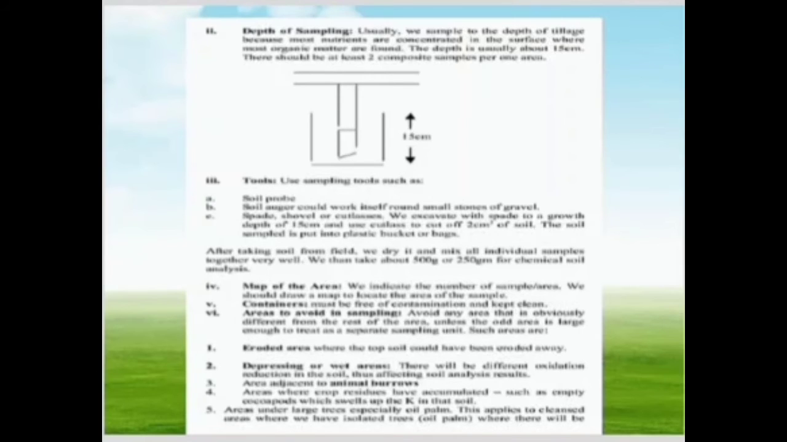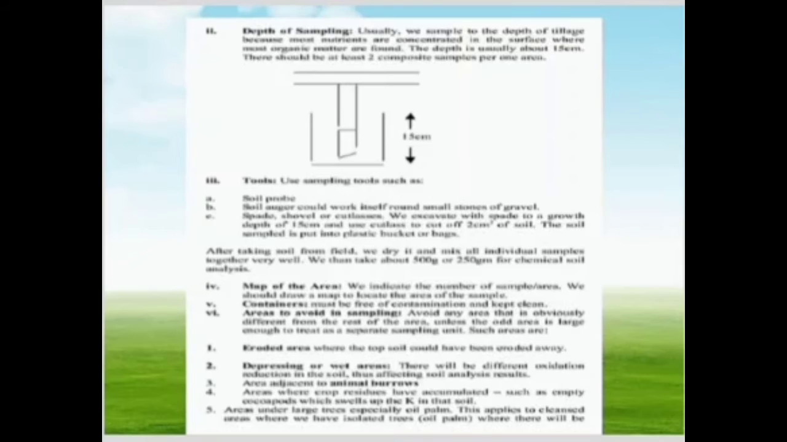Fifth, a map of the area. We indicate the number of samples per area. We should draw a map to locate the area of each sample. Next, the container must be free of contamination and kept clean.